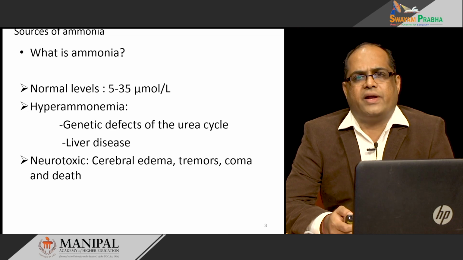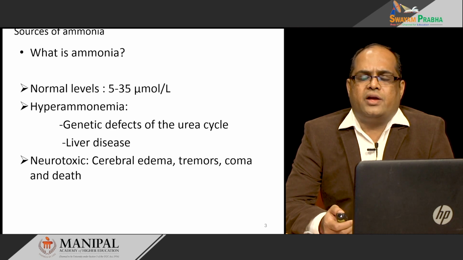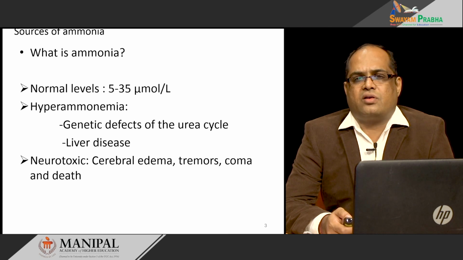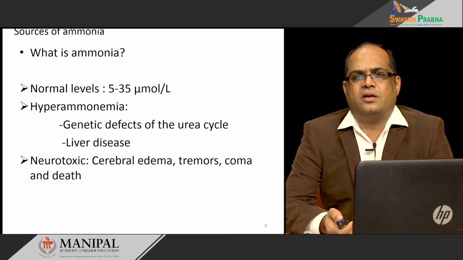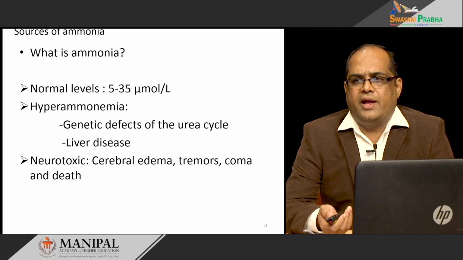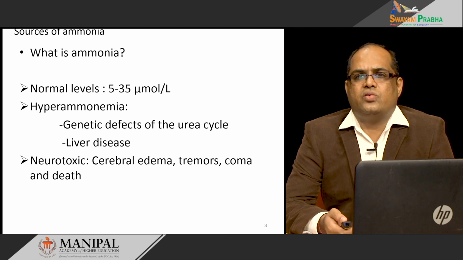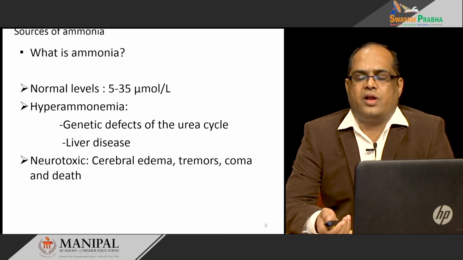So, what are the effects? Ammonia increases the blood pH and crosses the blood brain barrier, and it can cause cerebral edema, tremors, coma and death. That is why we need to take care of the ammonia level. We have to maintain it within that normal narrow range.